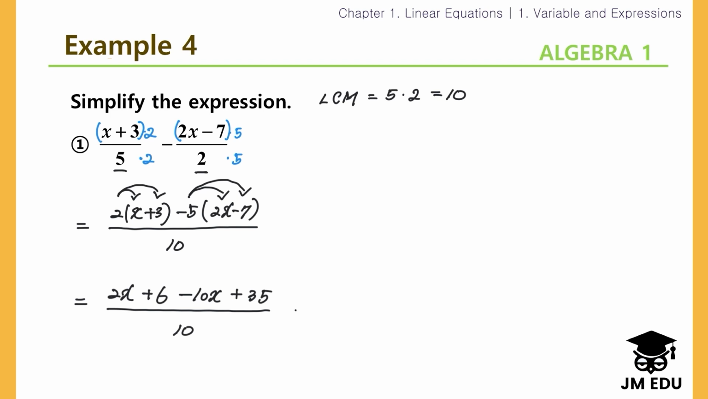So that is equal to, we have two x terms, like terms, 2x minus 10x. 2 minus 10, that's minus 8, right? So I'm just going to write minus 8x. And we have two constants, 6 and 35. 6 plus 35, that's 41. So plus 41 over 10.